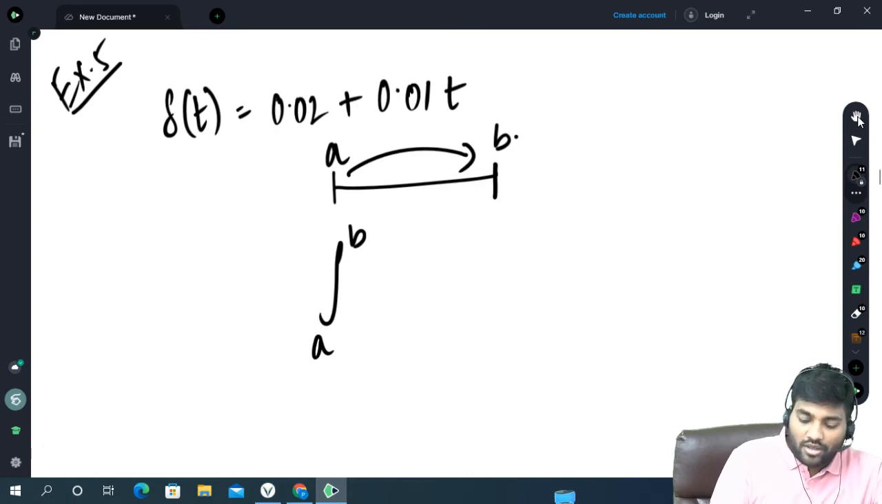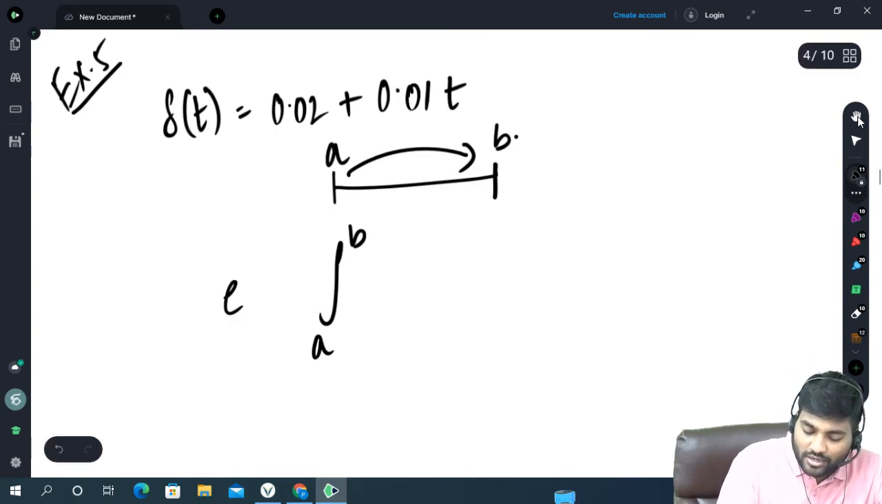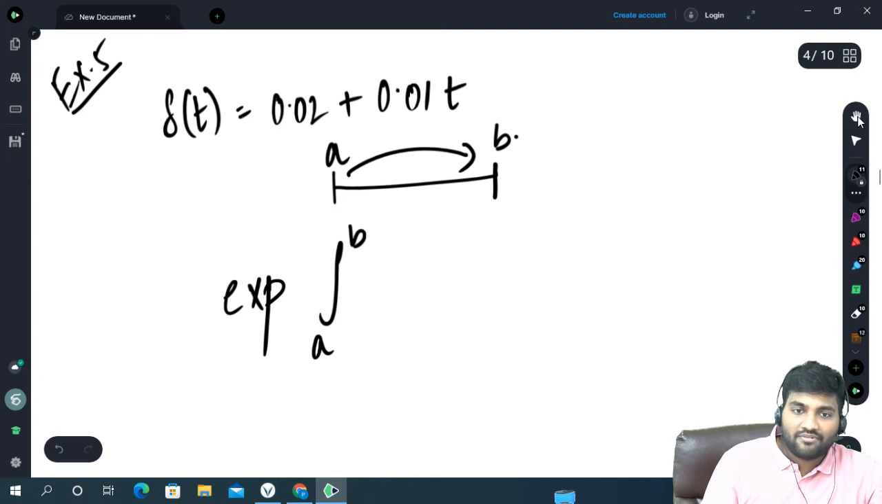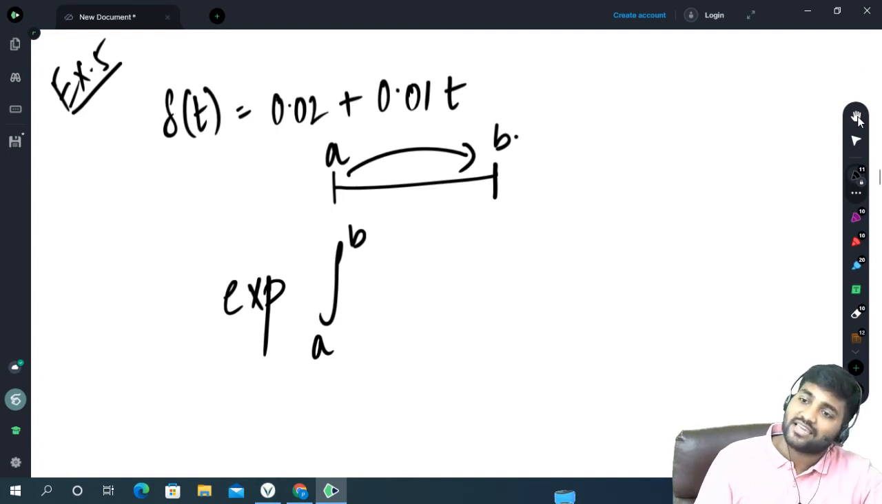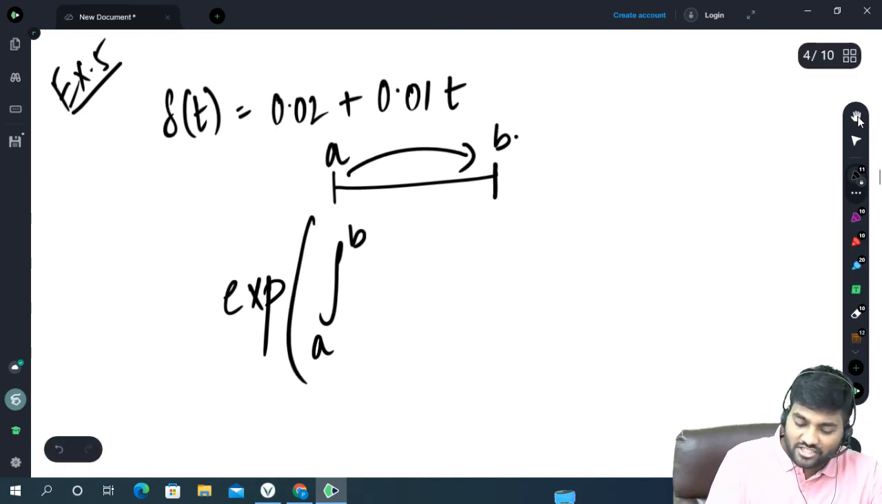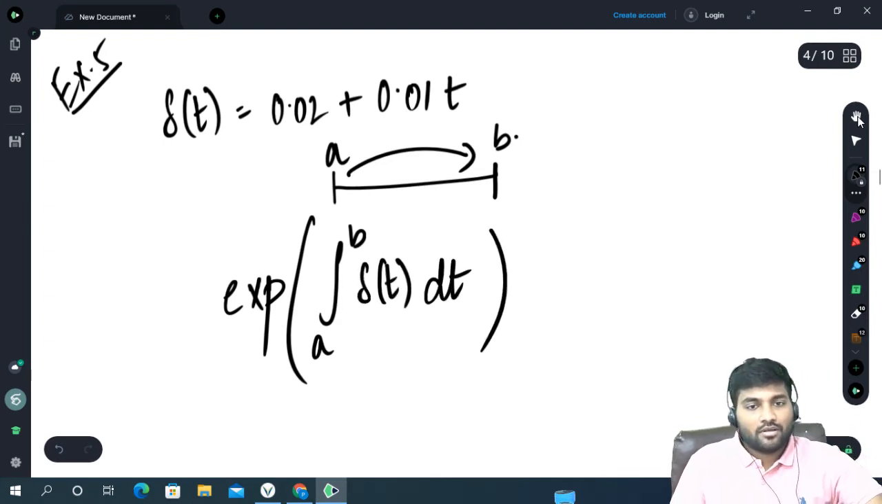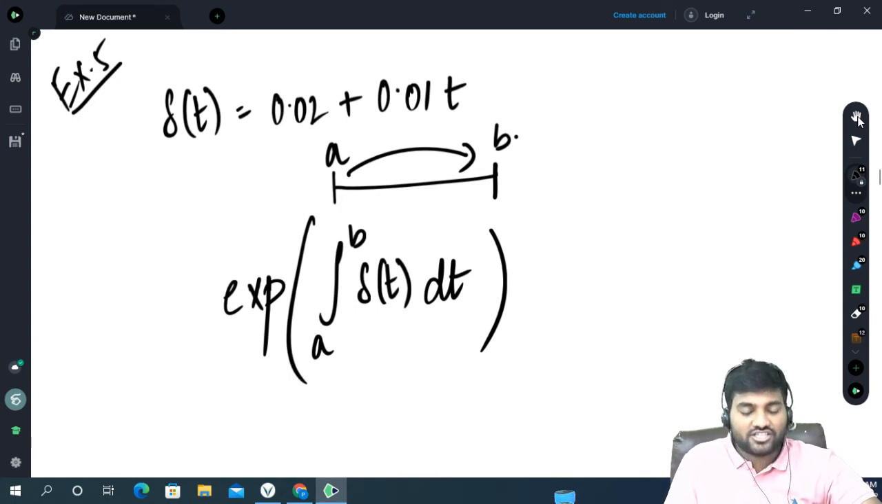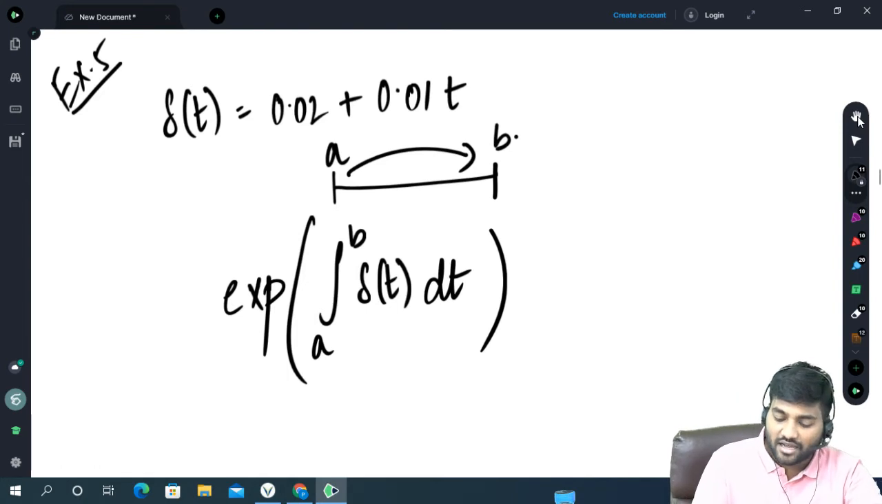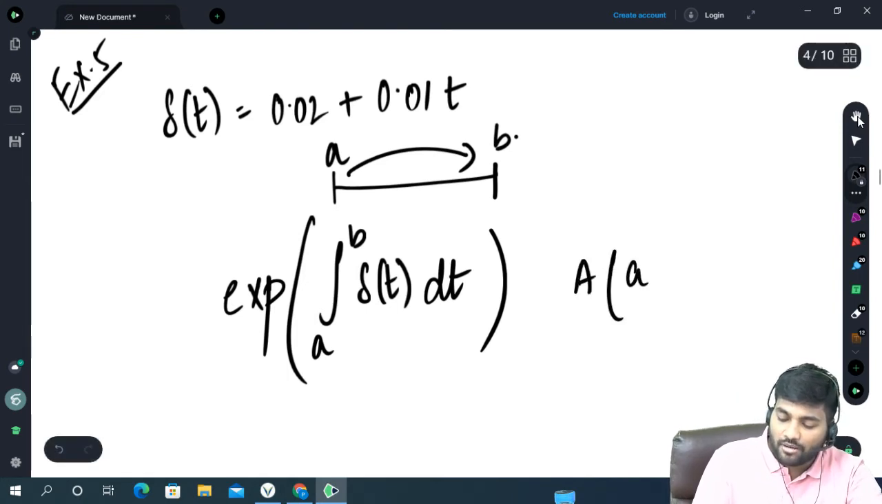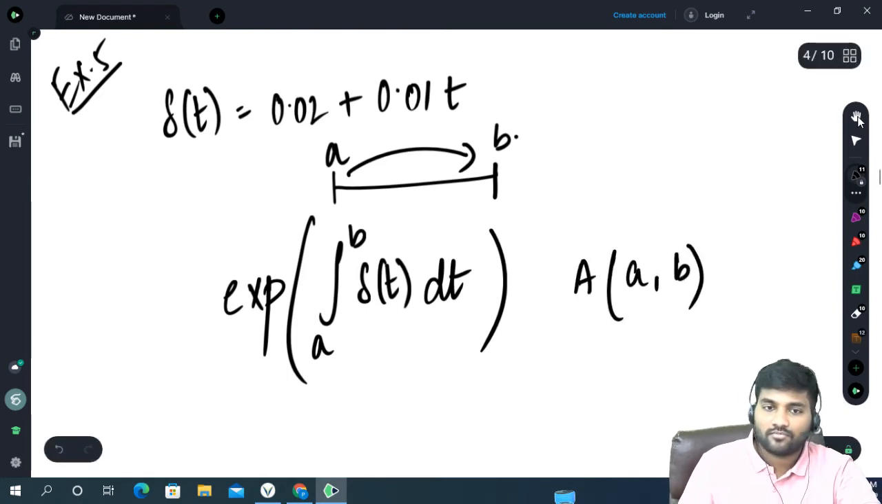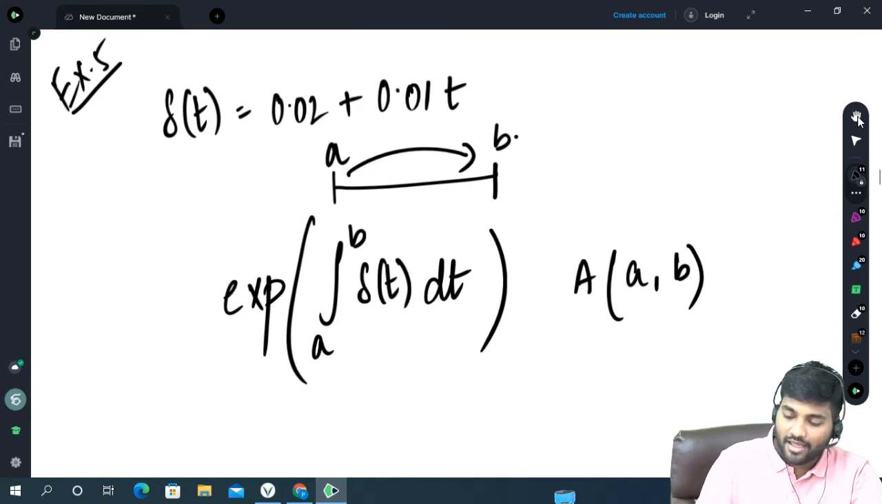Okay. Now, e means what? E power means what? Exponential. Whenever we write exponential, it means e power. Exponential integration A to B, delta t dt. This is the accumulation factor from A to B. Okay?